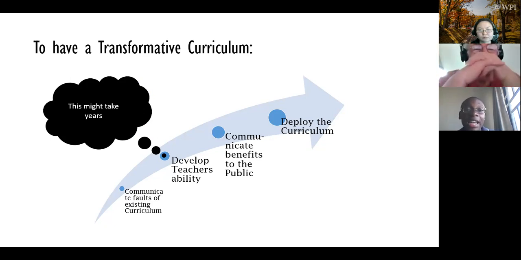So for Ghana to really have a transformative curriculum that can increase her ability to develop, she needs to communicate the faults in the existing curriculum. She also needs to develop the teachers' ability to teach systems thinking, because at this point, as I already said, teachers don't know much about systems thinking. Systems thinking is basically new here, even though it was developed, I think, 70 years ago. I think that would be right.